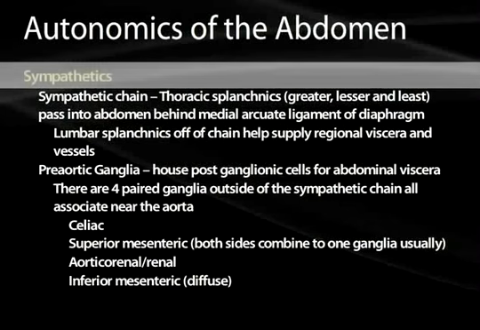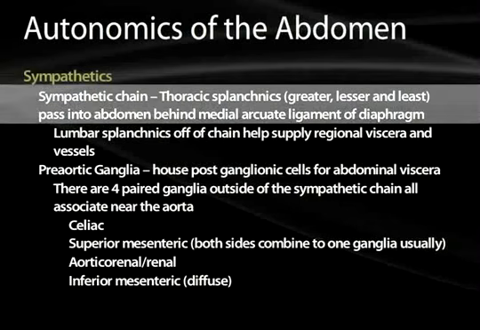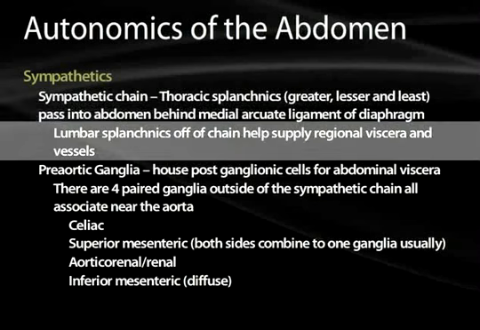As far as sympathetics, the sympathetic chain has the sympathetics for the entire body. You must get into the chain if you're sympathetic. And there's going to be splanchnics associated with the different regions of the vertebrae. So in the thorax there are thoracic splanchnics, greater, lesser, and least. In the lumbar region there are lumbar splanchnics, which will come off the chain and supply the regional viscera in the abdomen. And they can go and synapse at the sympathetic chain, or they can do their second option, which is the preaortic ganglia.